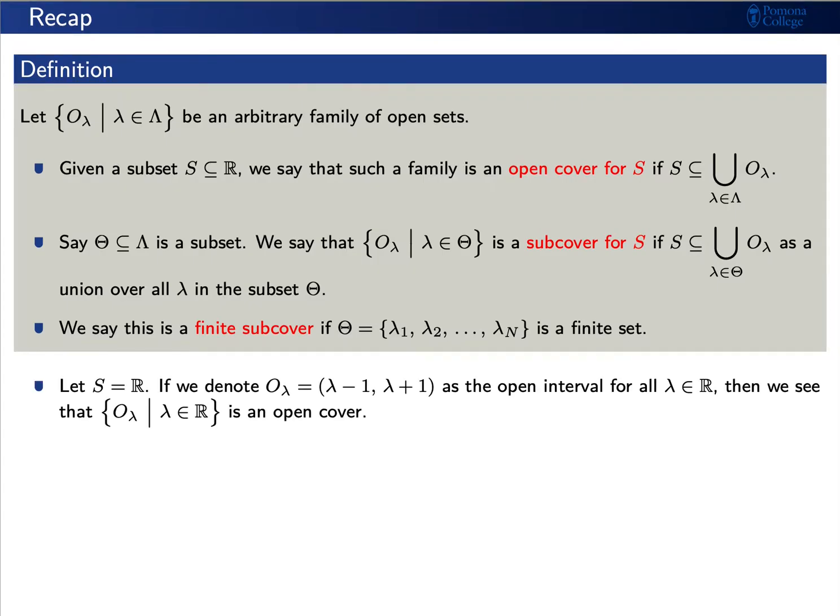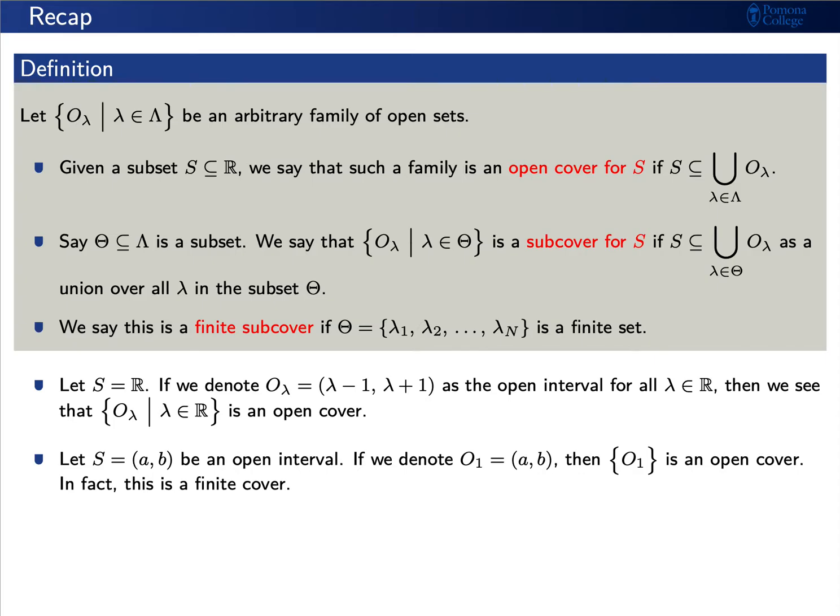We'll give some examples. Let's say that S is the collection of real numbers. If we denote O sub lambda to be the open interval from lambda minus 1 to lambda plus 1 for any real number lambda, then we see that the collection of the O sub lambdas, where lambda ranges over the real numbers, is an open cover for S.